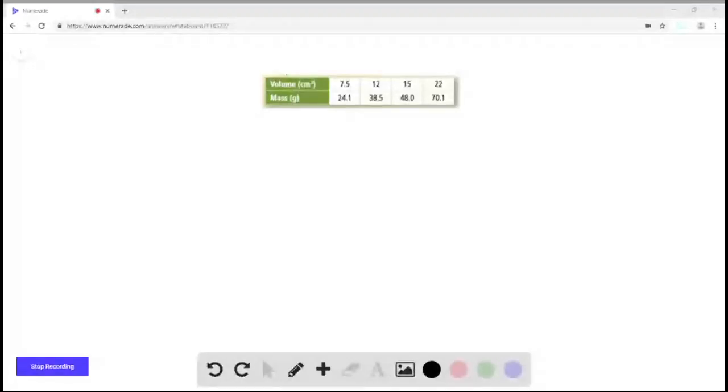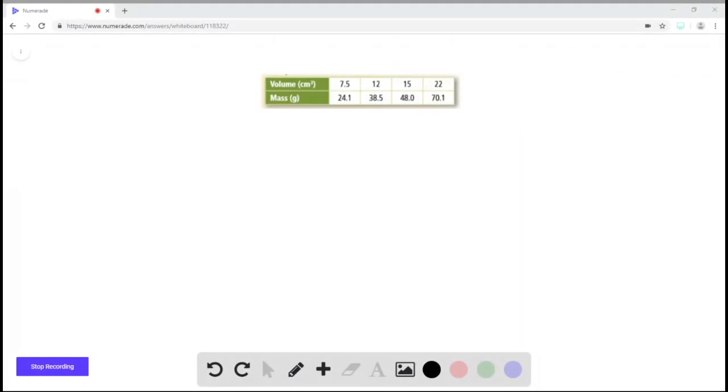Okay, so this problem wants you to graph mass versus volume for the data that's given in this table here. After you make this graph, you want to also figure out the slope of the line. So first, let's just start by making our graph.